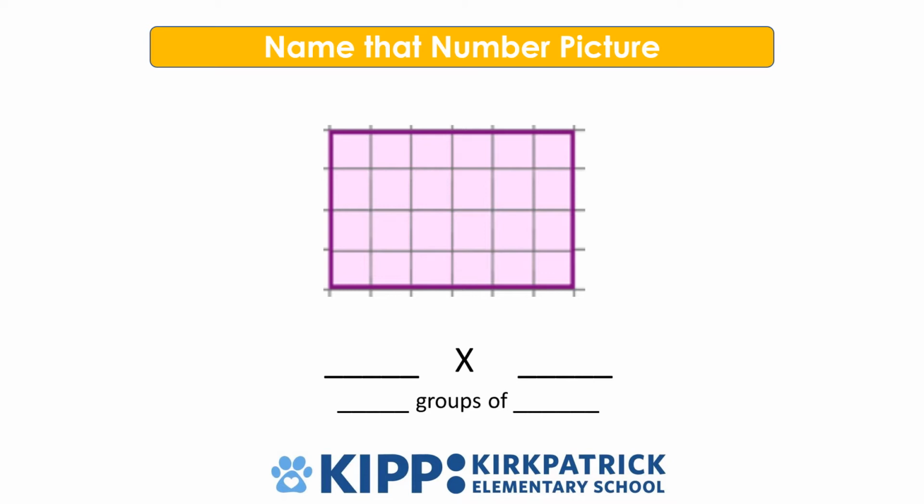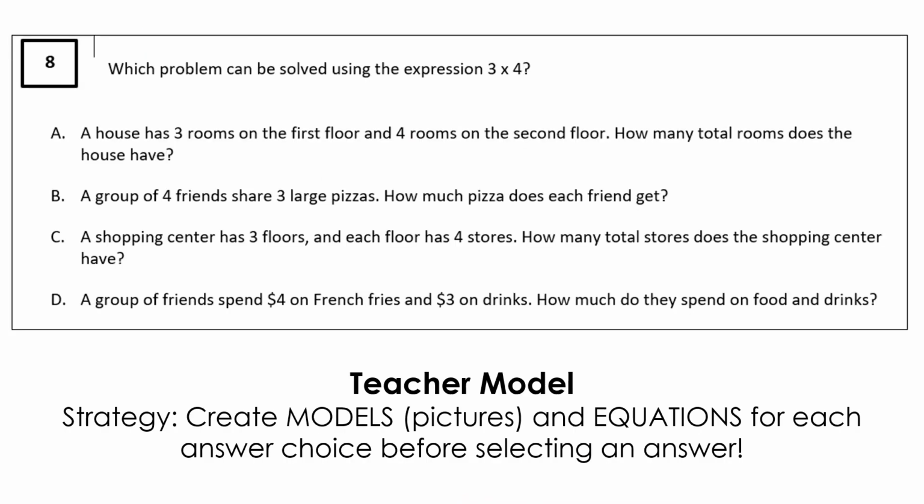Did you get 4 groups of 6? There are 4 rows with 6 in each row, so our number equation is 4 times 6, or 4 groups of 6. Give yourself a pat on the back for all that hard work, and now get ready for our word problem. All right, Kipsters, now that our brains are warmed up and thinking about multiplication, we're going to jump into our word problem for today.